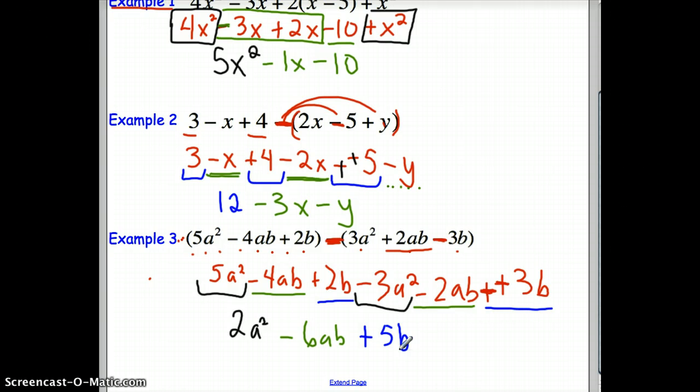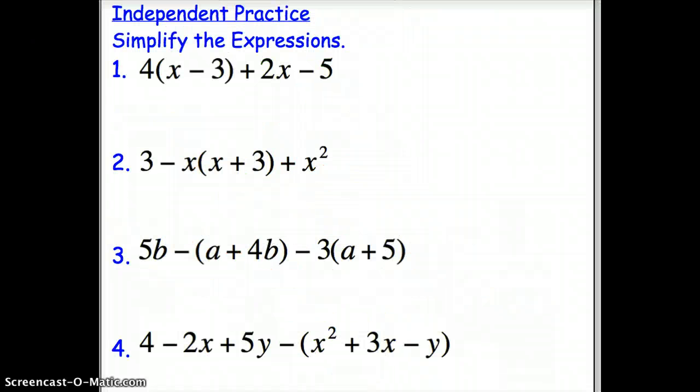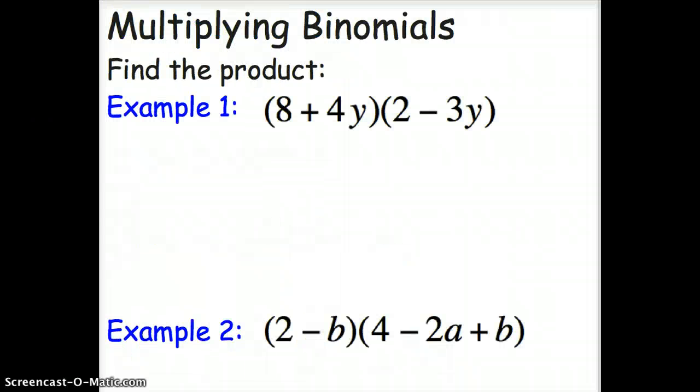And that is your simplified expression. So this is an important skill because the next problem that we're going to do, I'm going to let you practice this. So try these 4 practice problems. Check in with your teacher if you're confused or not sure if you're doing it right. But try these 4 and then press play on the video again when you're ready to move on to the next set of problems. So you should have finished your first 4 independent practice problems.